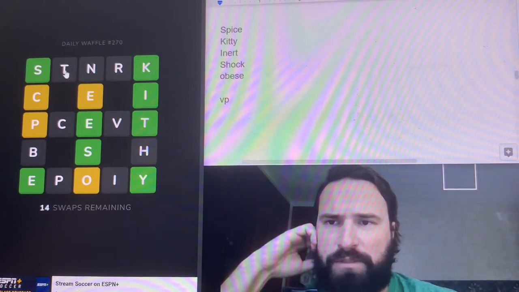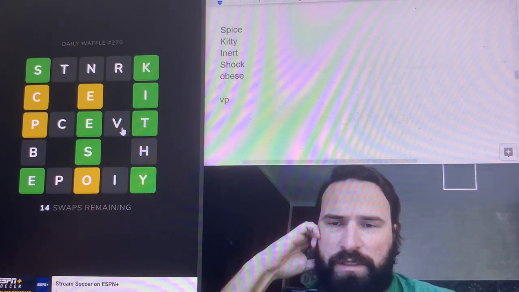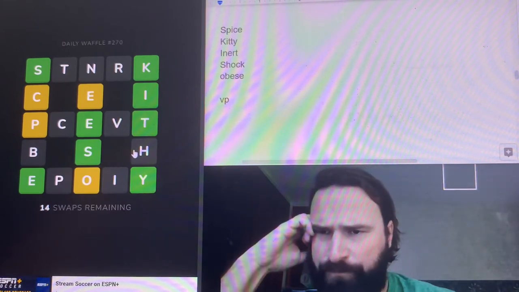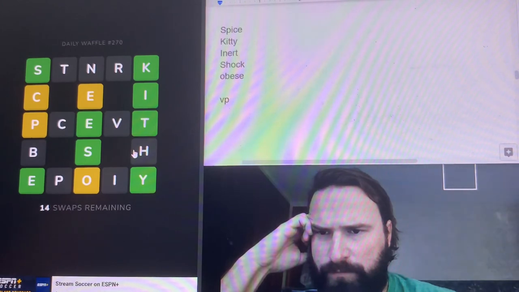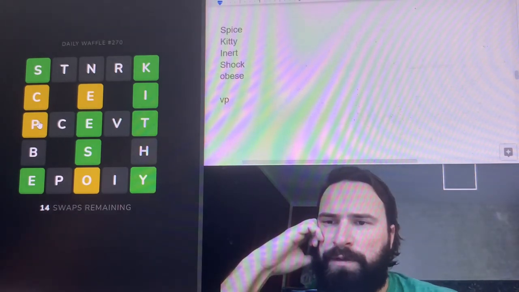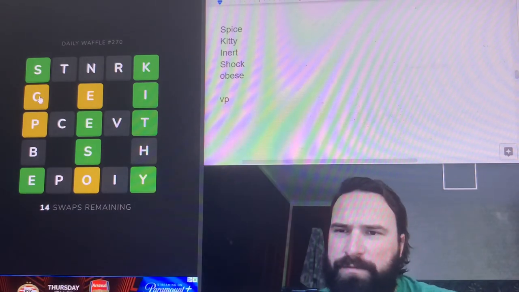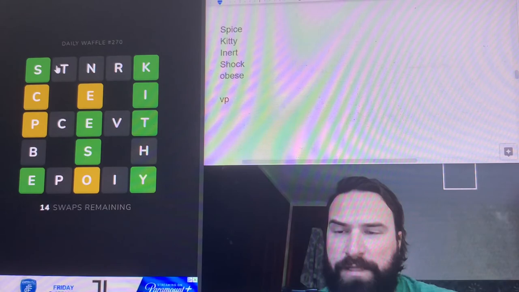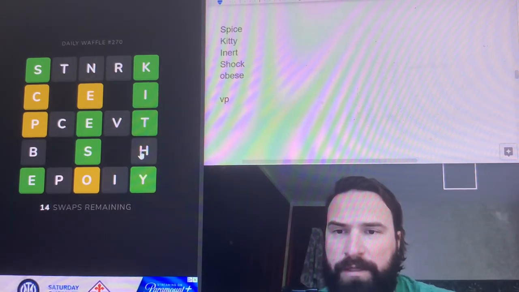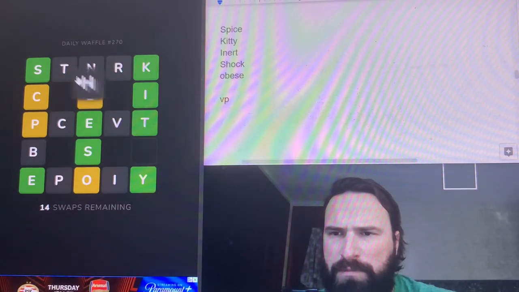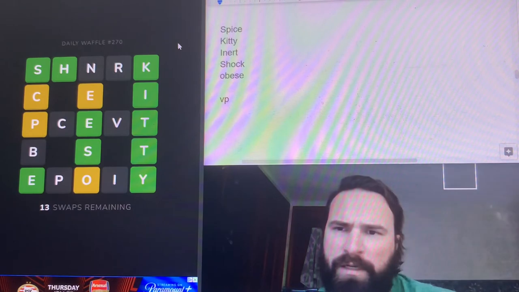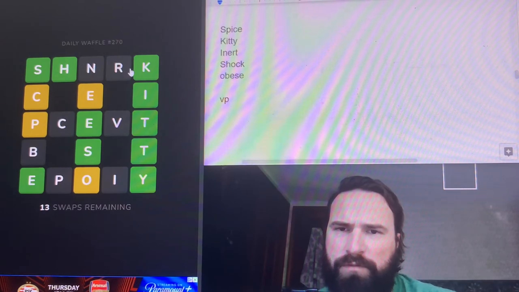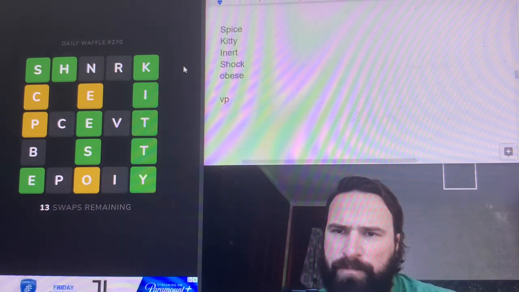I'm going to try and find other spots where I can switch two tiles. This V, I just don't know where the V can go. And the P, I mean, the P at least works with a lot of stuff. Spice. So, okay. Yeah, I'm just not... Spice... Shock. Okay, so this T and this H should both turn green if I'm right about shock and kitty. They both turn green. I'm getting more confused as this goes along. So we have two C's. All the letters seem to be working out. I just don't know where the V is gonna go. Okay, gonna keep looking here.